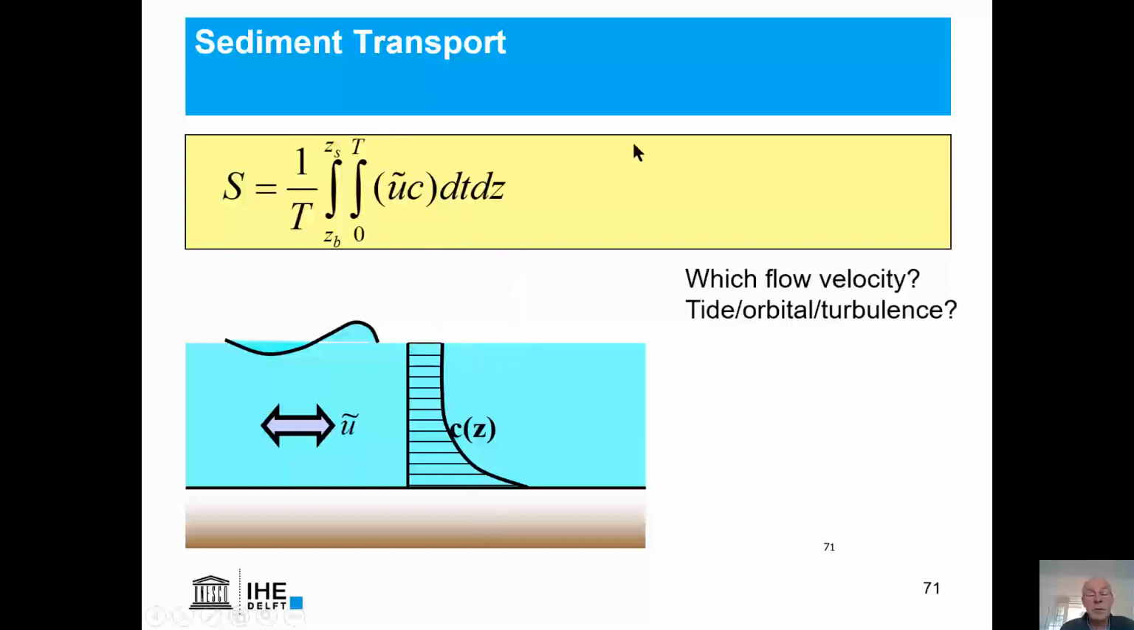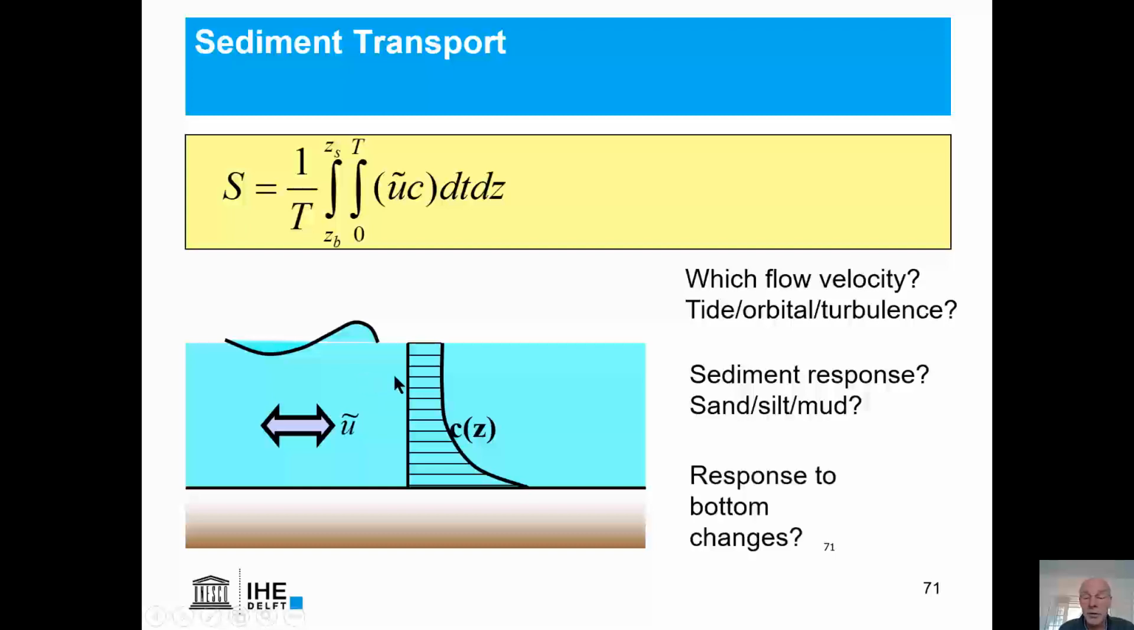Now the question is, which flow velocity do we take into account here? Do we take the tide, orbital velocity, turbulence? Other questions are, what kind of sediment are we talking about? Sand, silt, or mud? They respond in different ways. And how does the sediment transport in the end respond to bottom changes? And that is the most important aspect in determining the dynamic behavior of the bathymetry.